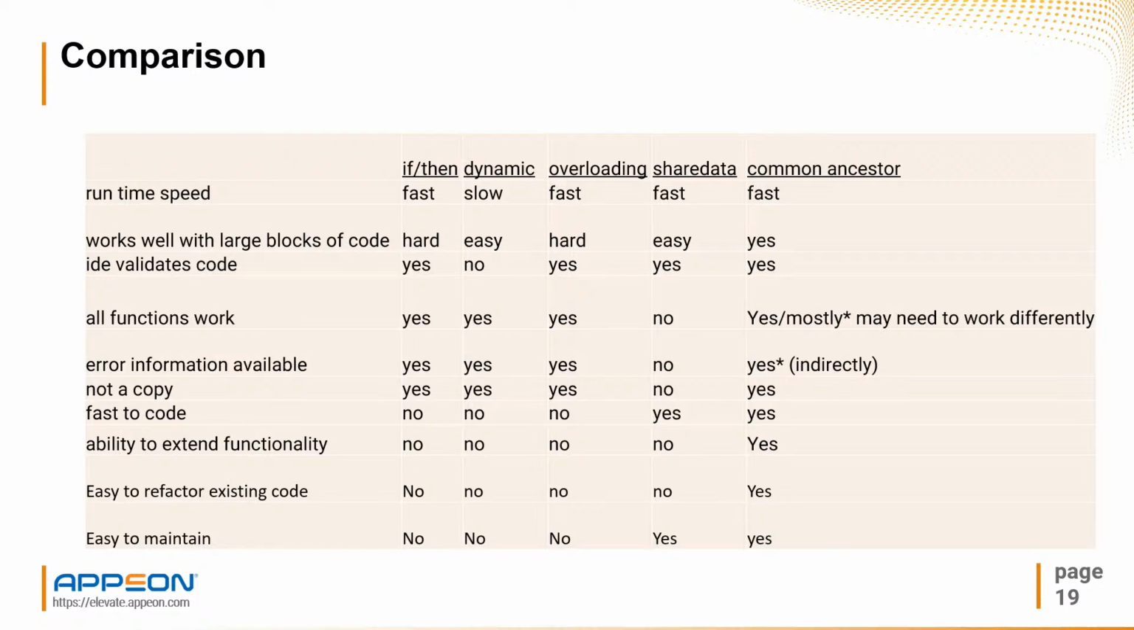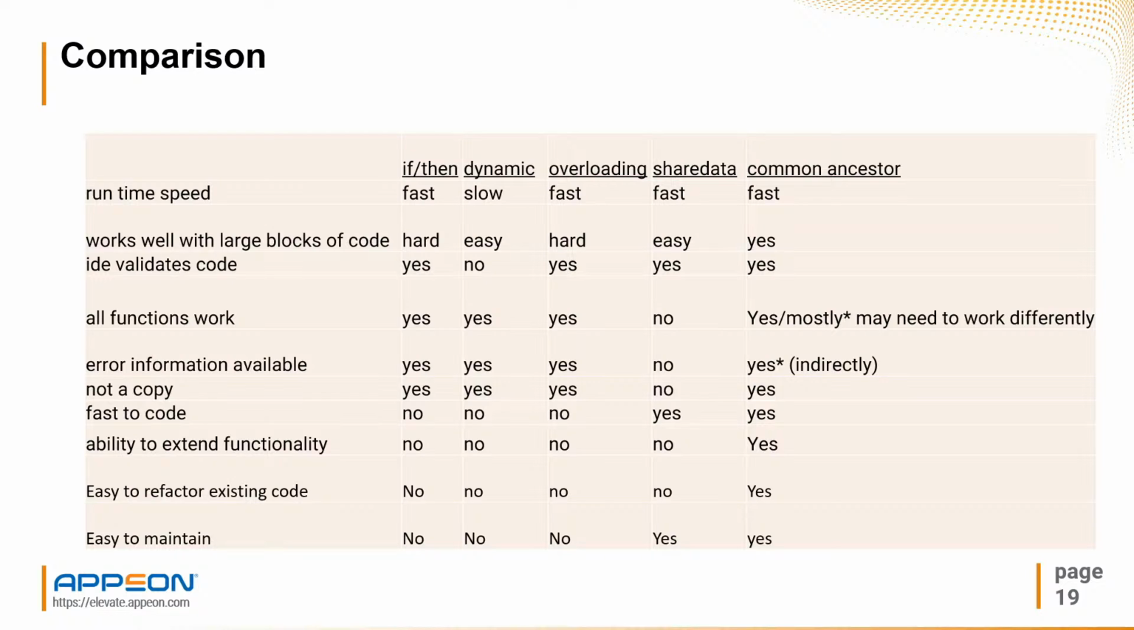Let's have some comparisons of the different options that we've talked about so far. Along the top, we have the different options, which is if-then, using the dynamic keyword, function overloading, creating the shared data, and lastly our common ancestor. So for things like runtime speed, you can see they're all pretty fast except dynamic, which we talked about being 25 times slower. Again, that's probably not an issue in most situations, but it is something to consider.